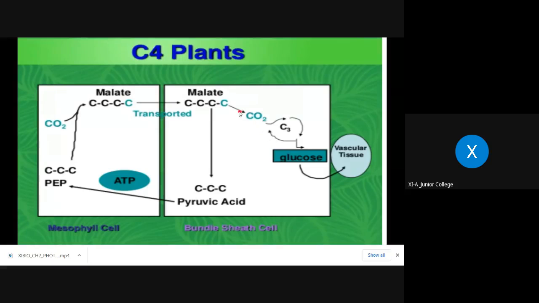That CO2 is accepted by RuBP in the bundle sheath cells, and RuBP is the first CO2 acceptor for the C3 pathway. Then the C3 pathway is continued, and as you know, in the third stage, the synthetic phase, glucose is produced, and that is transported to the vascular tissue of the plant cells.